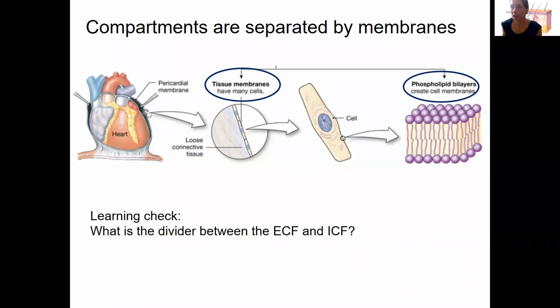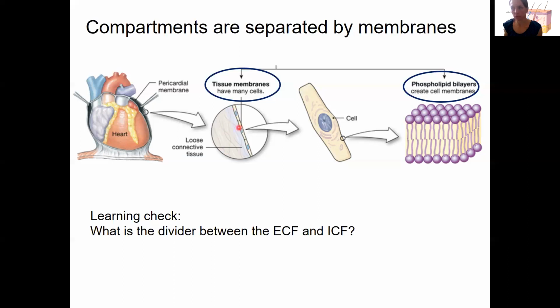So here's an example of a membrane. This would be a serous membrane, and it's surrounding the heart. So it's kind of separating the heart from the rest of the thoracic cavity. The thoracic cavity has its own membrane as well, that's not pictured here. I want to put this into context so you can see the levels of organization. This is not to scale, but this would be a zoomed in cross section of this tissue membrane. Tissue membranes have many cells and also two different tissue types. So loose connective tissue, areolar, as well as epithelial layer.